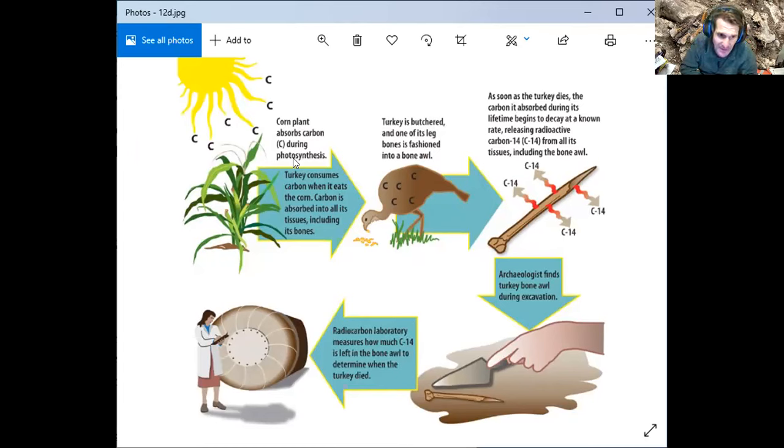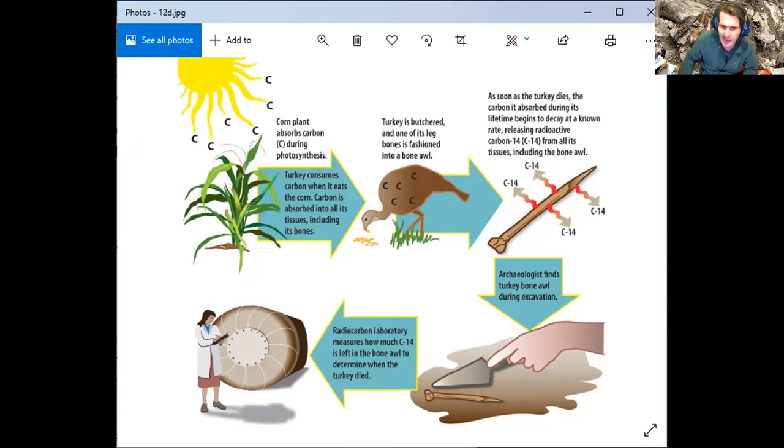Now, do you want me to make things as simple as possible for radiocarbon? Radiocarbon has a half-life of 5,730 years. So basically, the radiocarbon decays at 5,730 years, right? It decays at a half-life.